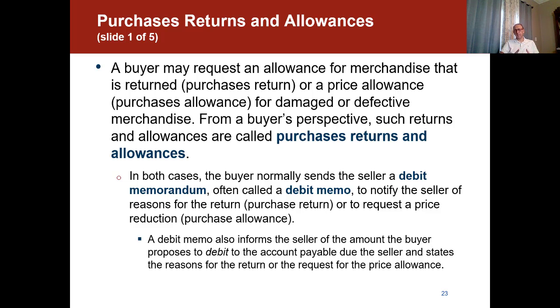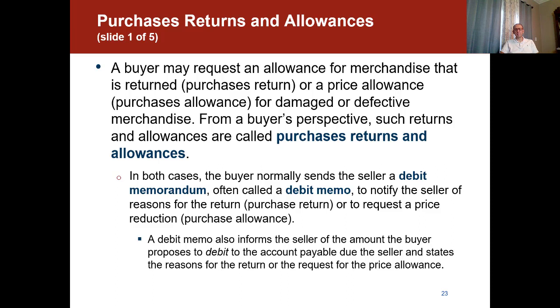So a buyer may request an allowance for merchandise that is returned. We call that purchase returns. Or a price allowance, and in this case we call it purchase allowances, for damaged or defective merchandise. From a buyer's perspective, such returns and allowances are called purchase returns and allowances. So in both cases, the buyer normally sends the seller what we call a debit memorandum, or simply a debit memo, to notify the seller of the reasons for the return, or to request a price reduction, which we call the purchase allowance.